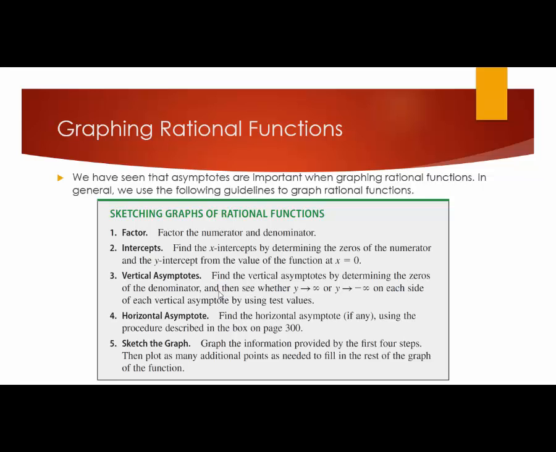They should be some easy values to calculate and really give us some direction about what our graph looks like. Then we'll find vertical and horizontal asymptotes. When we think about vertical asymptotes, we'll also want to maybe use some test values. Think about what the behavior is on each side of the asymptote. Does it go to positive infinity? Does it go to negative infinity? And then we'll use that information to sketch a graph. We can certainly make a table of values of some other points as needed, but we will have most of the important information in steps 1 through 4.